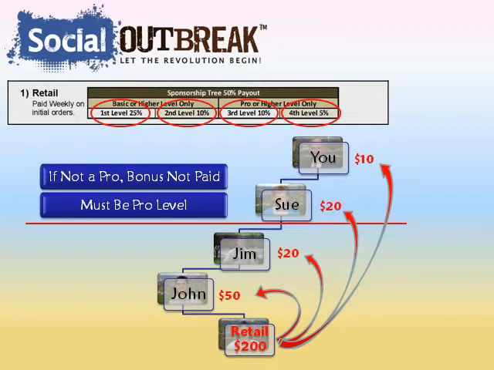If you're not a pro on that 3rd and 4th level, the bonus is just not paid. It doesn't keep looking up line to find a pro up there. It's just breakage to the company. So it's important to be on the pro level to be able to recoup this commission.